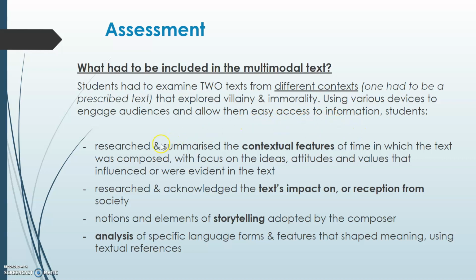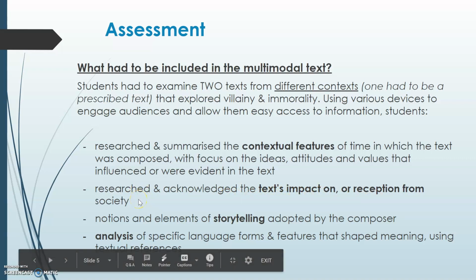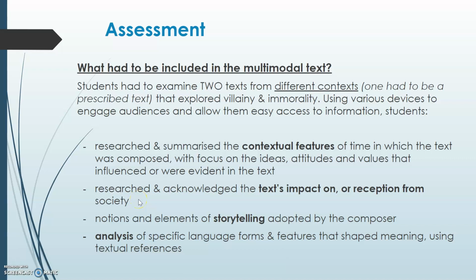So the information they had to include were the contextual features of the time in which the texts were composed. So what sort of ideas, attitudes and values were present in the context in which the texts were created, and how did those ideas, attitudes, values influence the text, or how did we see them emerge? Students also had to include research and acknowledgement of the text's impact or reception in its time when it was released, and also how it has continued to impact audiences.